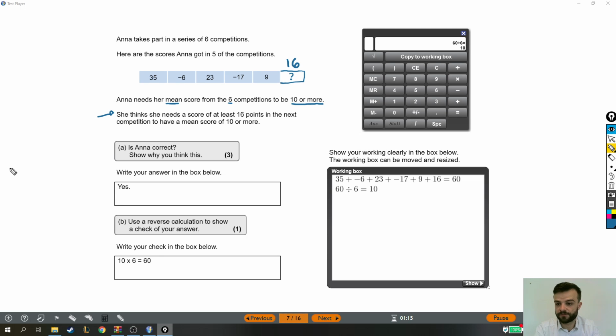So just to run through that one quickly one more time. Let's say I wanted to check a different calculation. Let's say I had done 32 divided by 4 equals 8. Then my reverse calculation to show a check would be 8, starting with the answer, times by 4. And 8 times 4 is 8, 16, 24, 32. It is 32. So my check proves that my original calculation was correct.